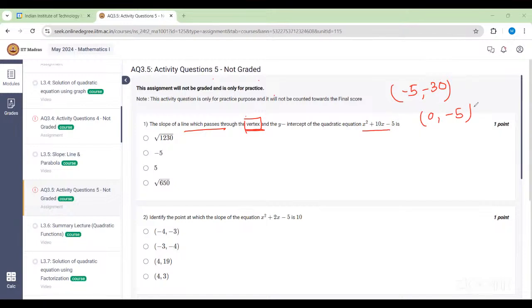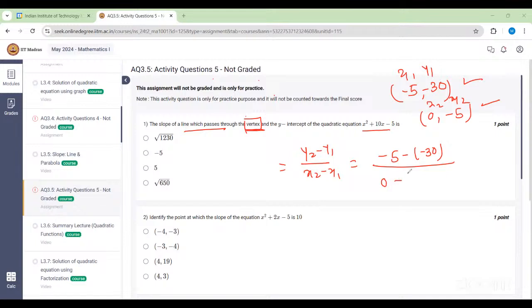So now we have to find out the slope of the line which passes through these 2 points. You know that the formula of slope is y2 minus y1 by x2 minus x1. You can treat either point as x1, y1 and x2, y2. In the numerator we have y2 minus y1, that means minus 5 minus of minus 30, upon x2 minus x1, that means 0 minus of minus 5. So this will become minus 5 plus 30 upon 5, which is nothing but 25 upon 5. So the answer is 5.